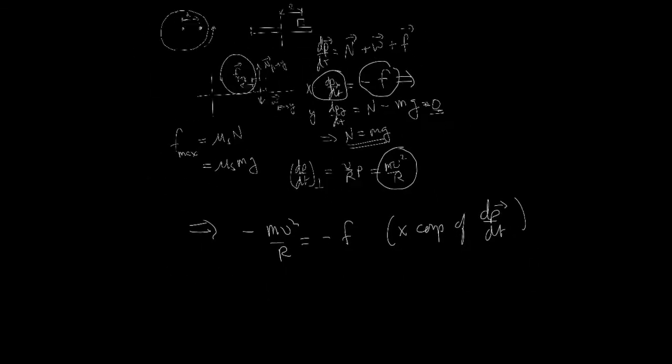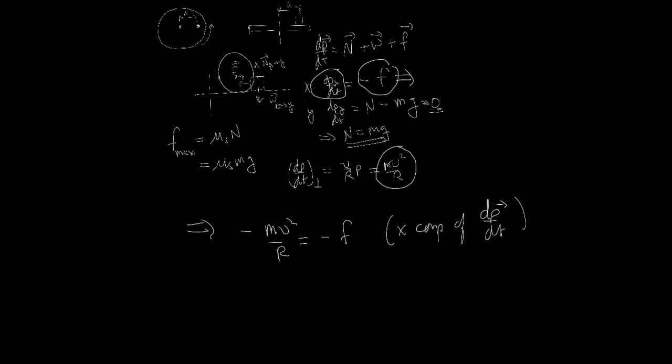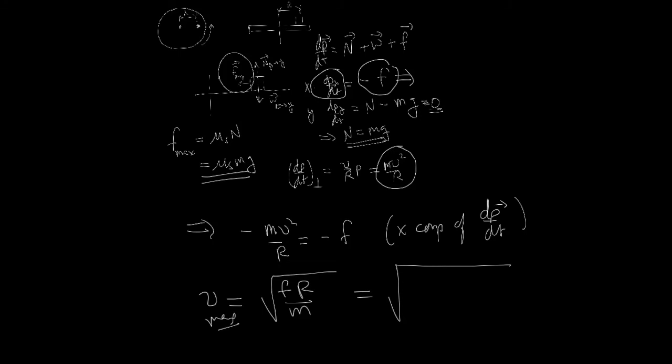And if I solve that equation, you can see that it means that the v at any moment is going to be the square root of the frictional force times the radius of the circle divided by the mass. But the maximum value the frictional force can have is mu s mg, so I can put that in and get that the maximum speed is going to be the square root of mu s mg r over m.